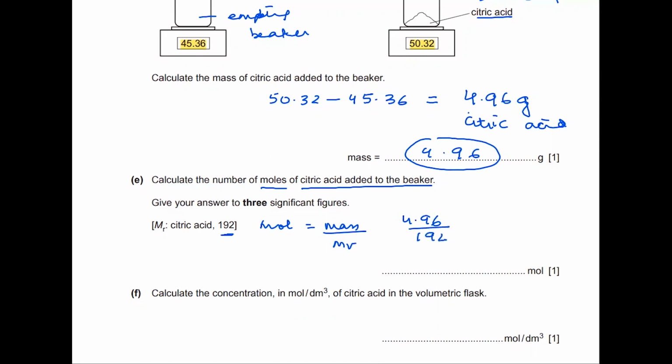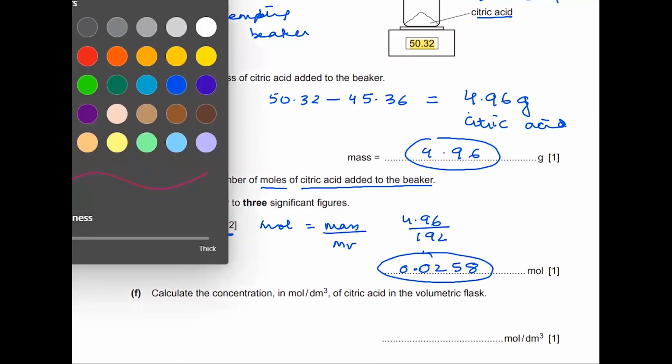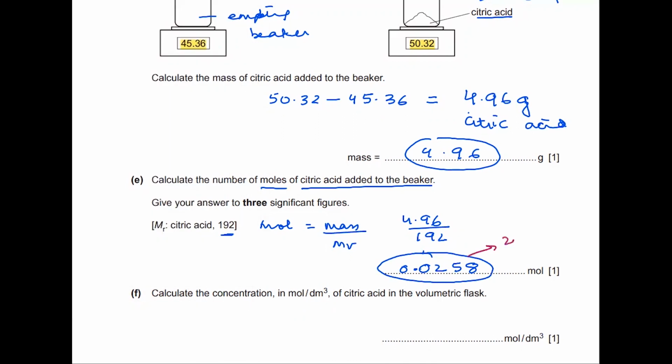So when we divide these values, we'll be getting the number of moles. So number of moles on computing this, we'll be getting 0.0258 moles, right? Now what we have done in the previous step, whatever the mass of citric acid was given to us, that mass we have dissolved in 250 cm cube, right?